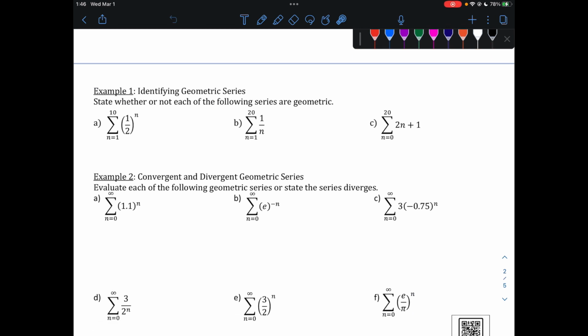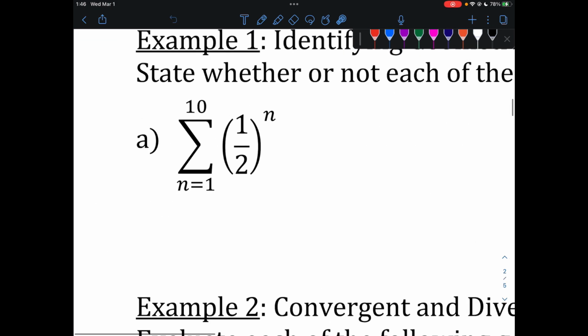So example 1, basic straight here. Let's just figure out, is this geometric or not? If it is, what would r be? Okay, so this one is geometric. Think of it as like there's like a 1 here, right? So this is geometric. And r would be 1/2. Which means if this was infinite, which it isn't, but if it was infinite, we would be able to find its sum.